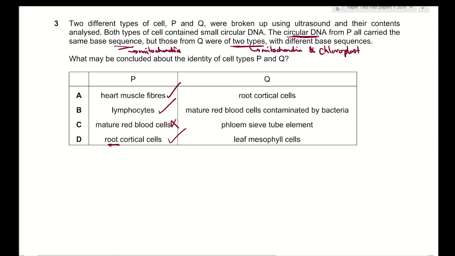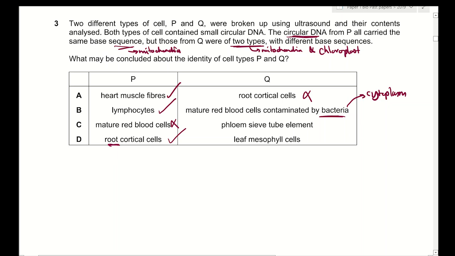Now, for Q, root cortical cells. Root cortical cells only have one type of DNA, as we mentioned, because they cannot photosynthesize. Therefore, this is incorrect. For B, mature red blood cells contaminated by bacteria. So, contaminated by bacteria is also going to be only one type of DNA, because bacteria has circular DNA in the cytoplasm. Therefore, this is also going to be incorrect.